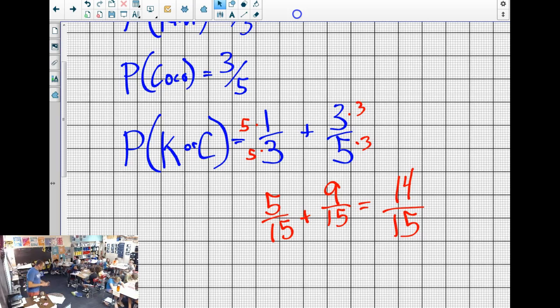Simon, what's the chance that we don't get coconut or kiwi? 1 out of 15, because we know probability when we look at everything is 1. Right? We got to total up to 1.